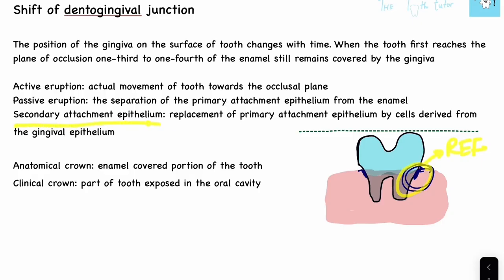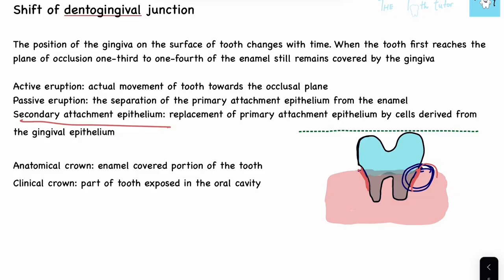What will happen with the secondary attachment epithelium? This structure will be lost and some cells from the gingiva will come in and replace this primary attachment epithelium. So this is secondary attachment epithelium. This will be formed when the gingiva has receded too much.